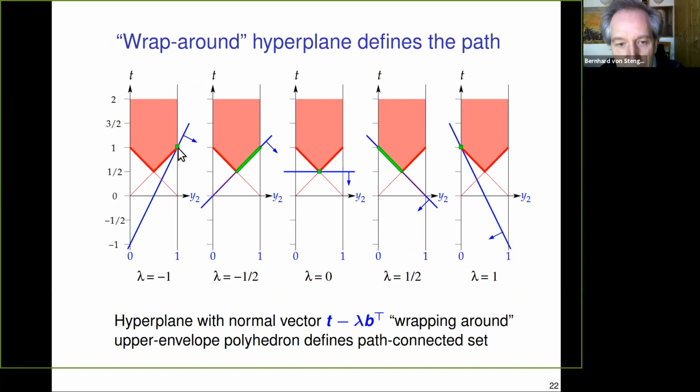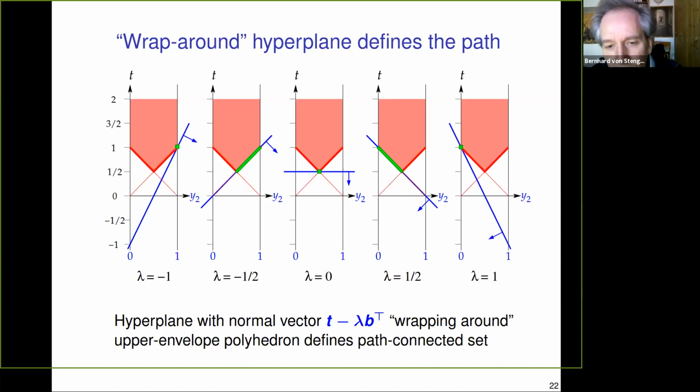And so you see this is either a vertex or edge of the polytope generically, and that's why it defines a path. It's a piecewise linear path. In the general case it could also have higher dimensional faces here. But anyhow, we're wrapping this around, and this is exactly the geometric view of parameterized linear programs.